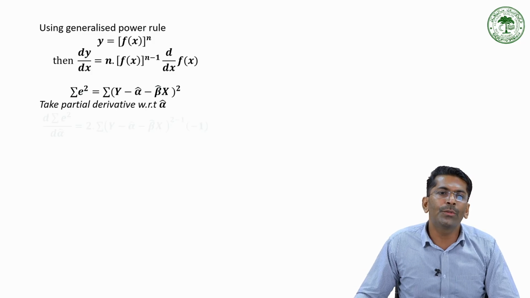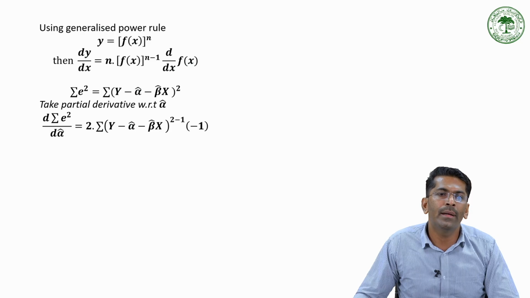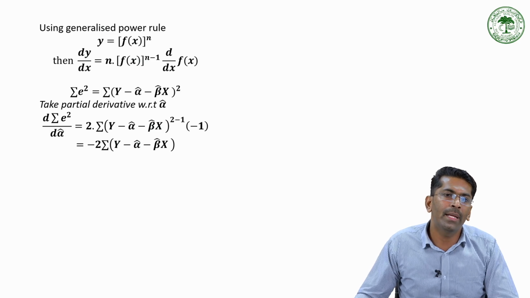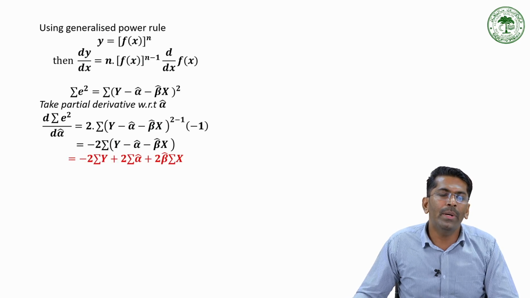Here, the partial derivative of sum of E square with respect to alpha is equal to n, that is 2, into the sum of the function f of x, which is y minus alpha hat minus beta hat x, raised to the power 2 minus 1, into the derivative of f of x with respect to alpha, which is minus 1. Multiplying minus 1 into 2, we get minus 2 sum of y minus alpha hat minus beta hat x. We can open this particular bracket.